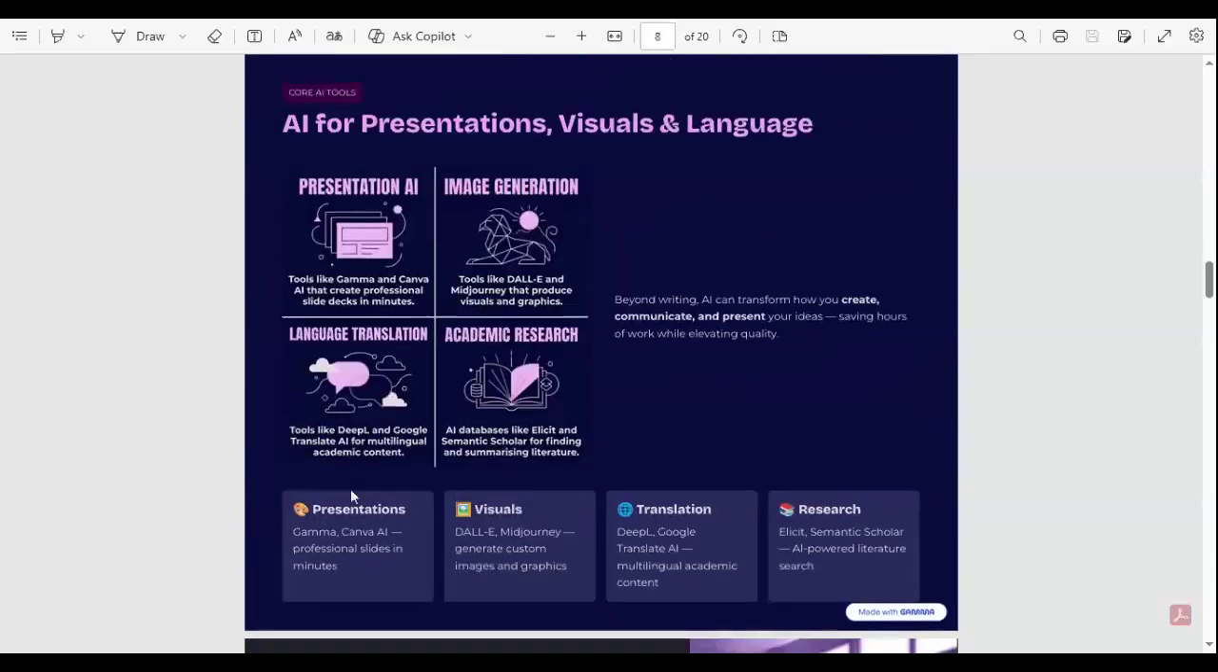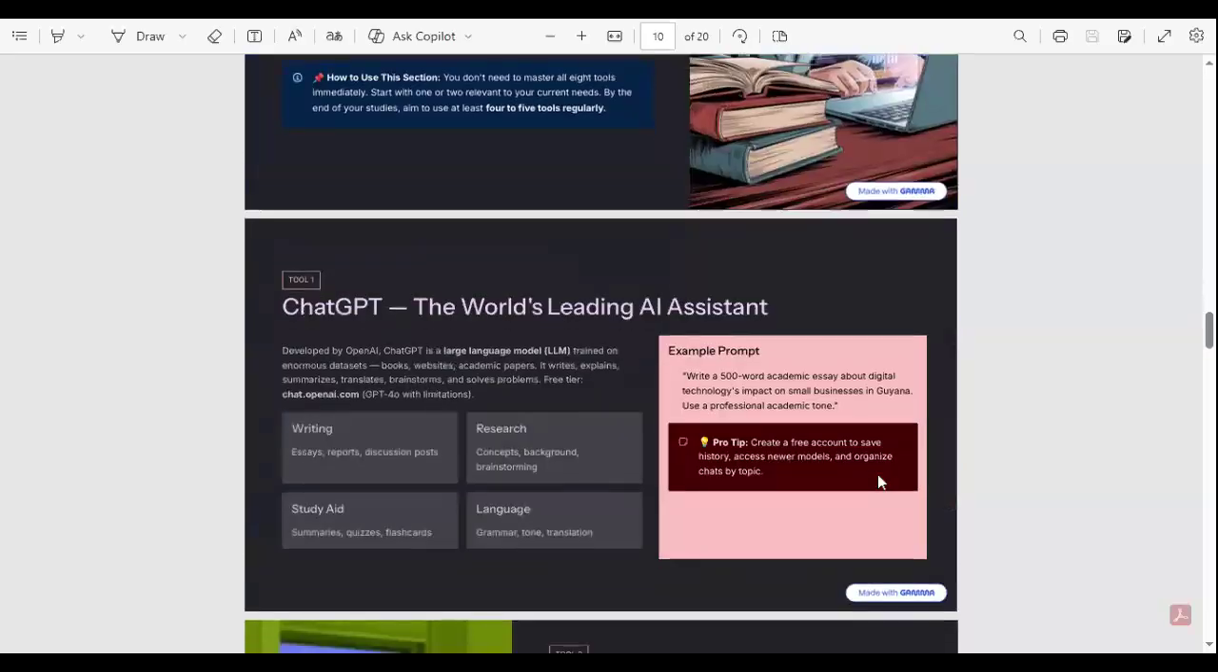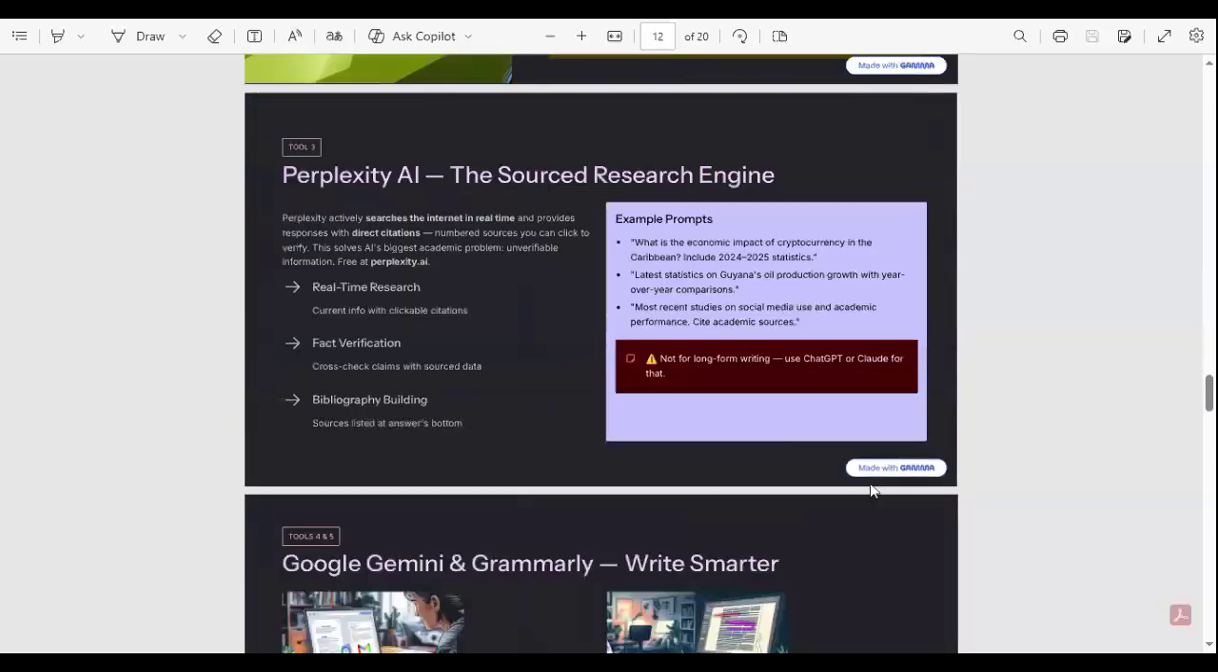And for presentations, we have Gamma, we have Canva, okay, that you can create professional slides in minutes. You have the visual one as Midjourney, okay, for graphics, for images, translation tools, research tools. And that's it for today.